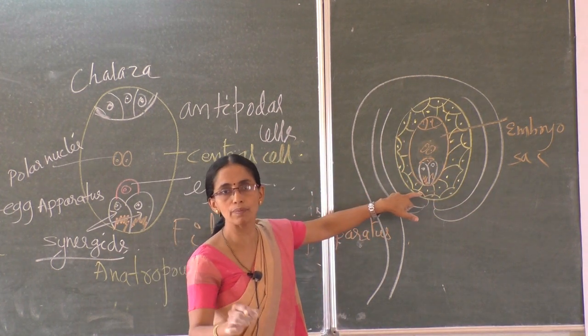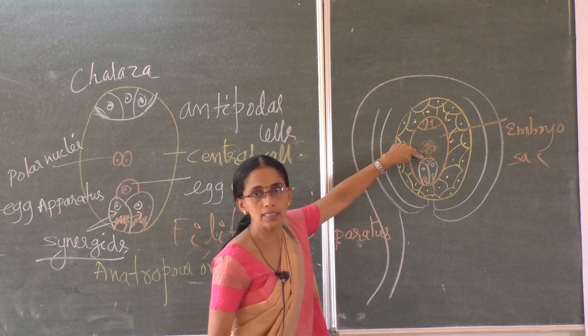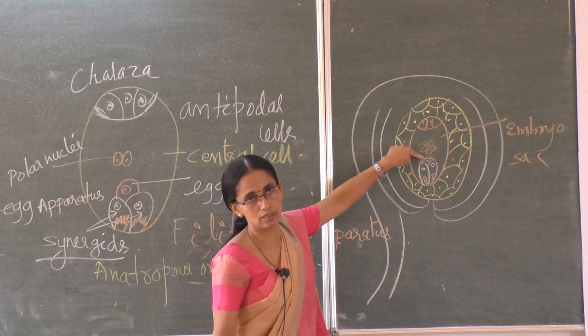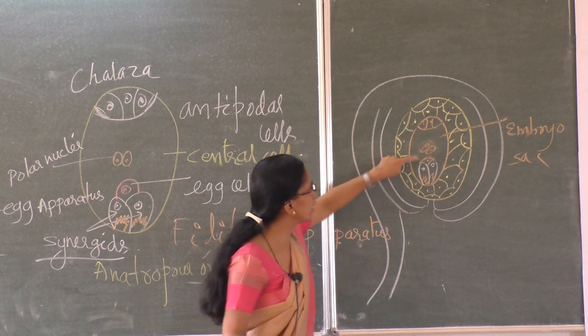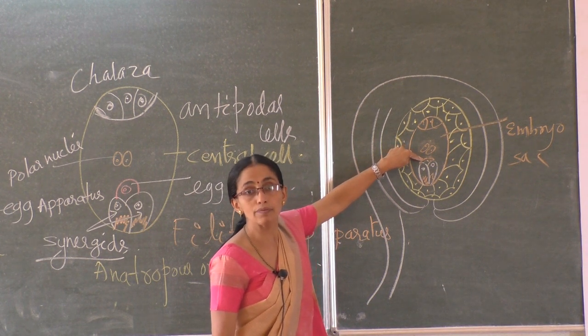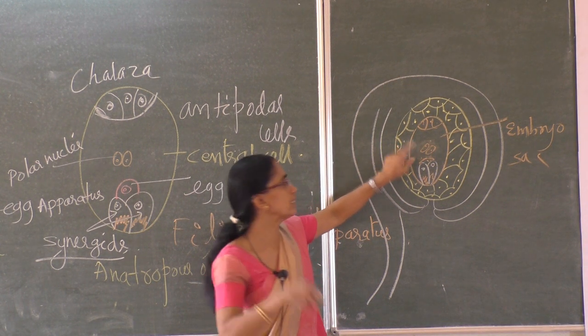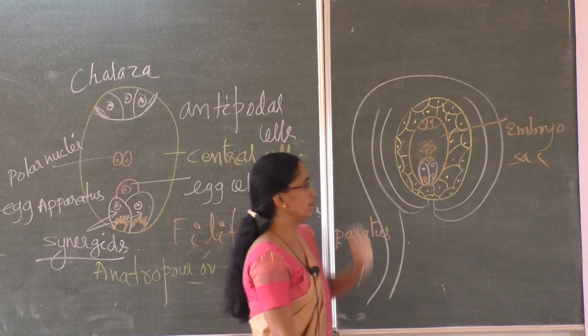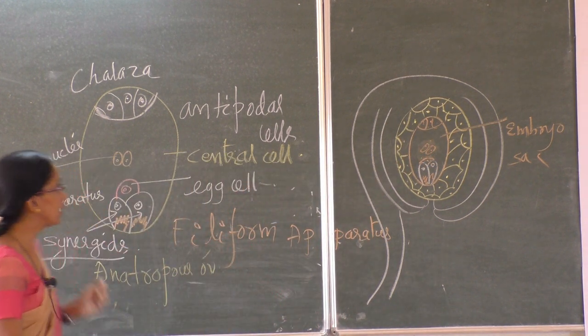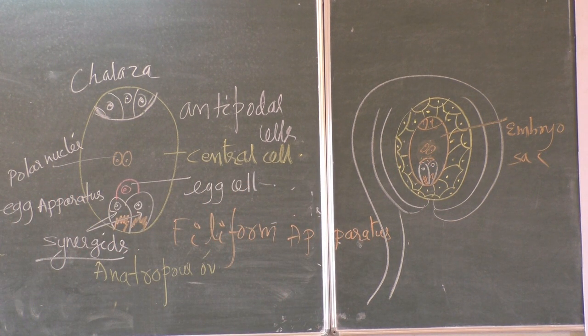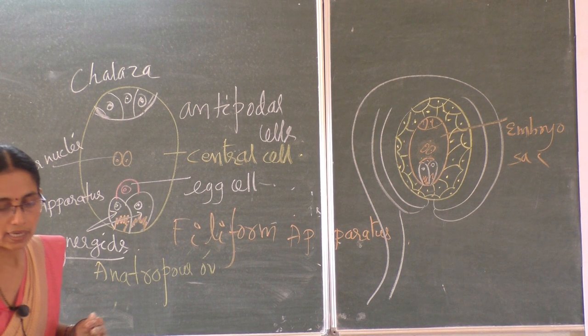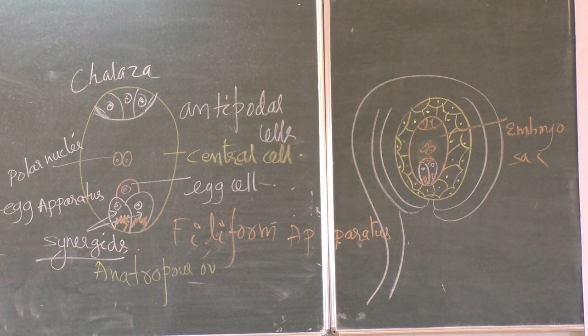Now this is the embryo sac. What is the embryo sac? Female gametophyte. What is the egg? Female gamete. So the female gamete, the egg cell, is inside the female gametophyte. That is the female part of the flower, the gynoecium. Gynoecium is made up of pistil or carpel. Carpel is with the ovary. Ovary internally has the ovules. Ovules are megasporangium.